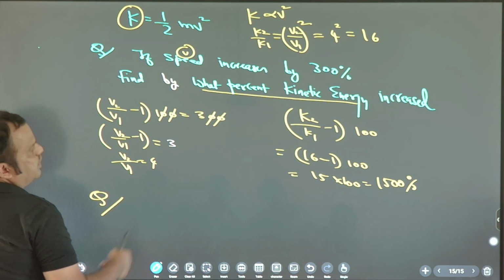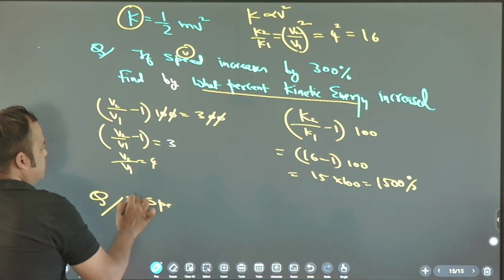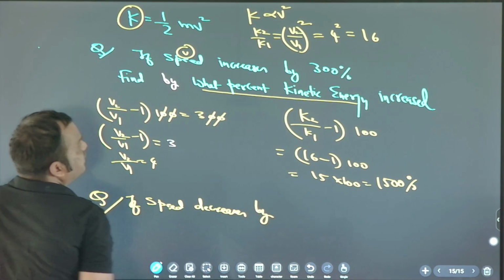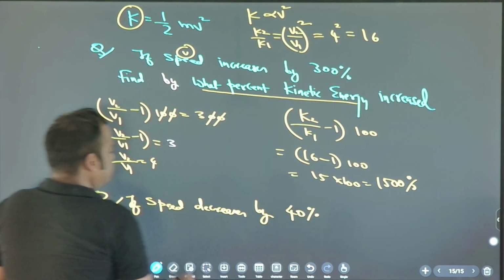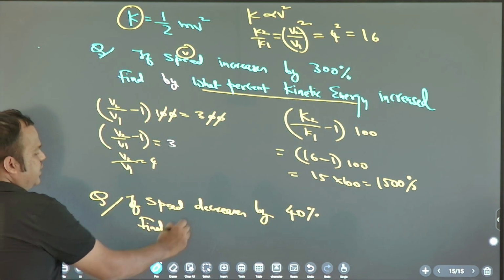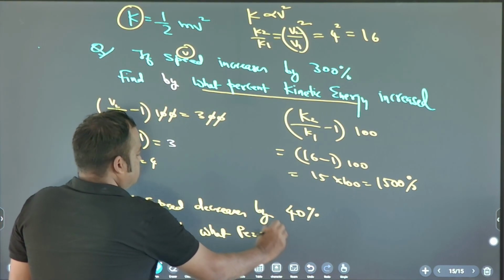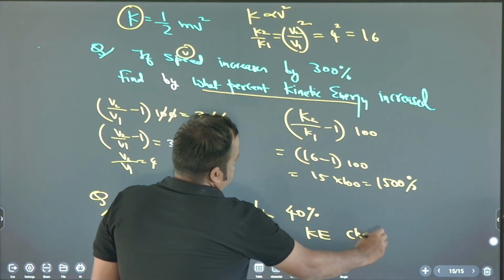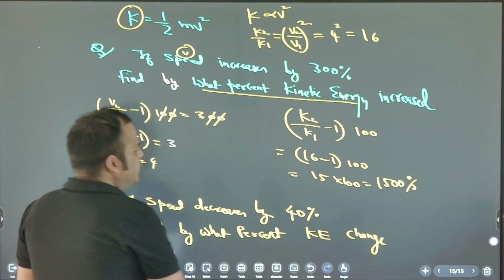Now solve one more question. I will come back to the paper now because we are discussing this. Now solve this. If speed decreases by 40%, find by what percent kinetic energy changes. Speed decreasing, so will kinetic energy increase or decrease? Speed decreasing, so kinetic energy decreases.